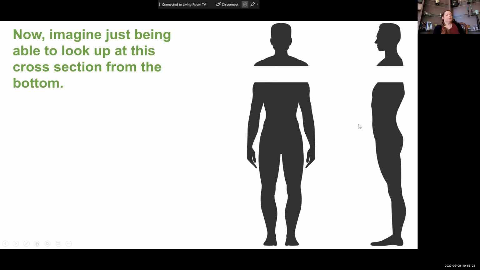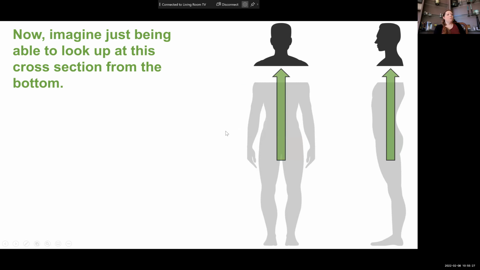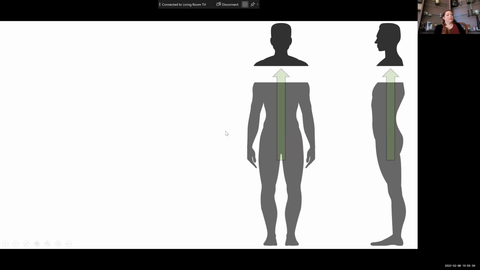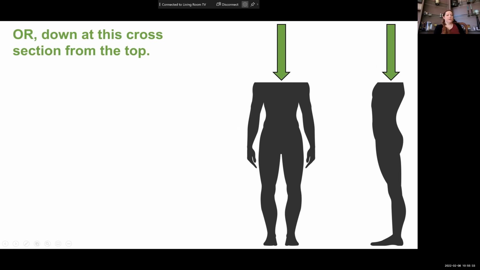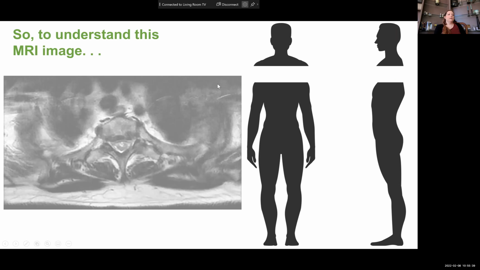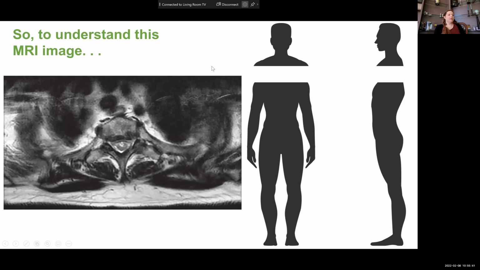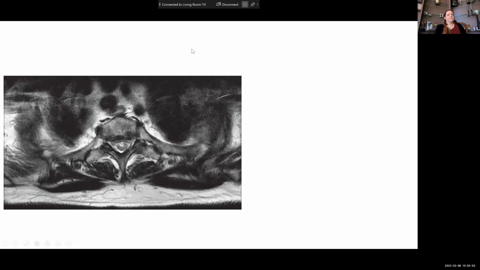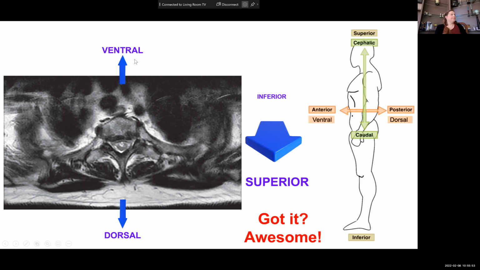So you imagine that you're able to look up at this section from the bottom, or you could look down at the other section from the top, right? Keeping that in mind, to understand this image, using our new terminology, we need to know if we're looking up from the bottom or down from the top, because we know it's axial. So here's how we know. If I told you this was ventral and this was dorsal, and I told you inferior was down here and superior is near you, are we looking up from the bottom or are we looking down from the top?